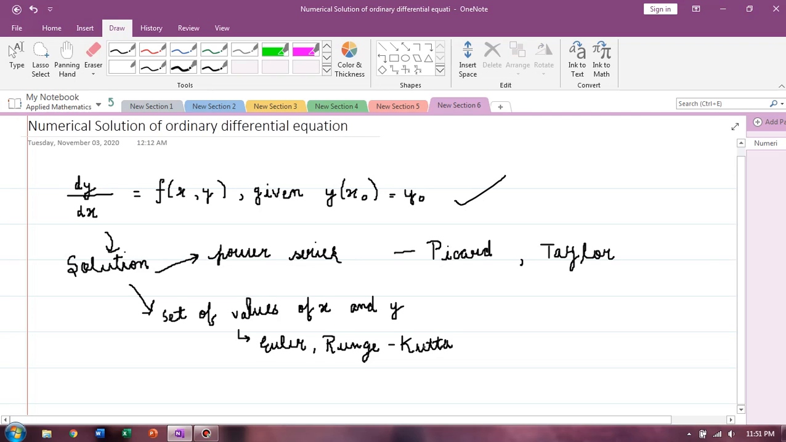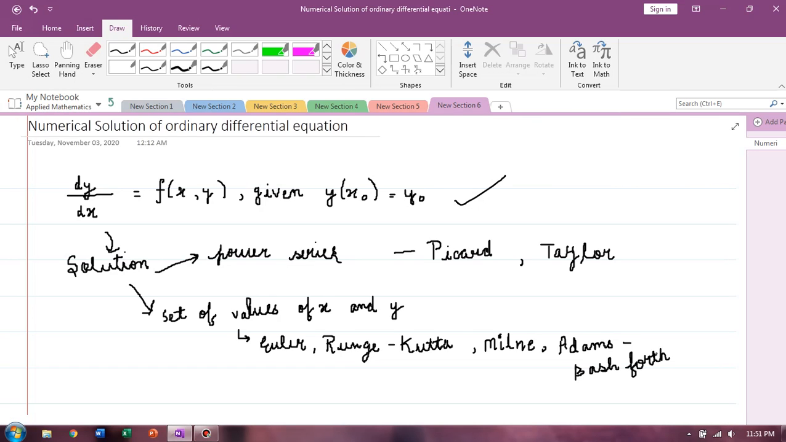We have Euler, we have Runge-Kutta, we have many methods. I'm just telling you the names. We have Milne, and we have many more. Even we have Adams-Bashforth. So we have these methods in the second category.